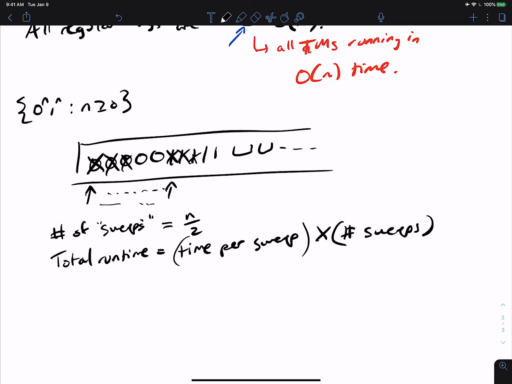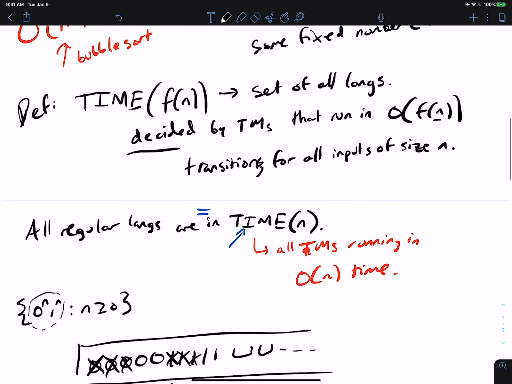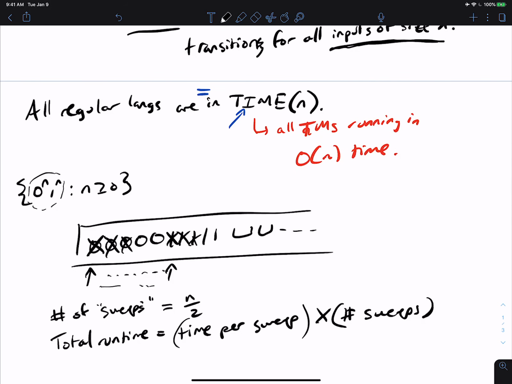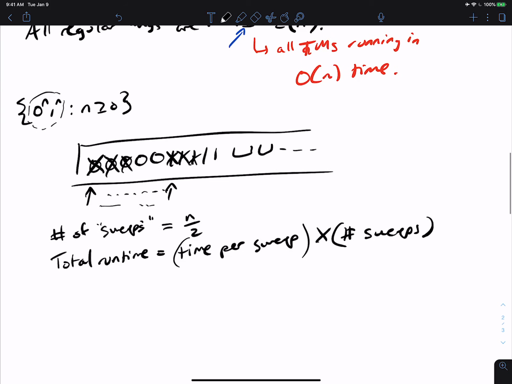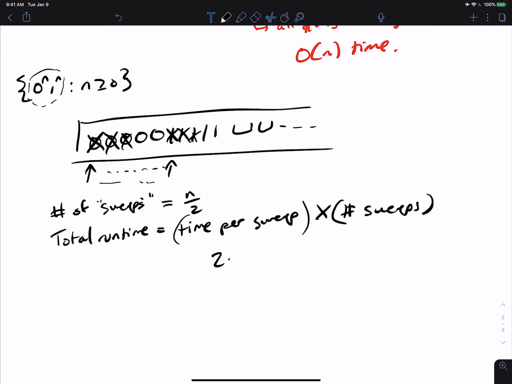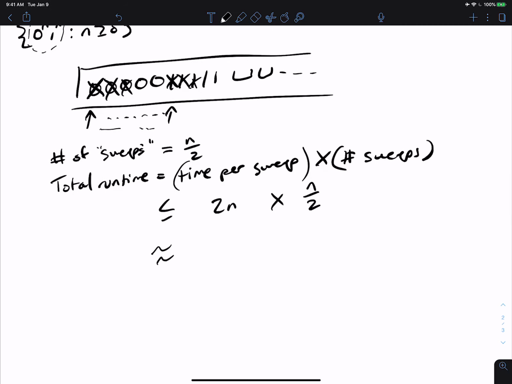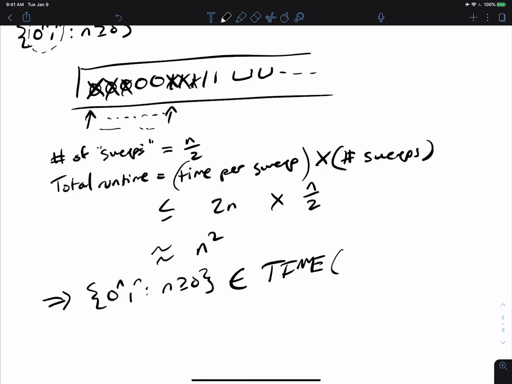And what's the time per sweep? Well, the input's length is, in this case, if we represent n by the number of zeros and ones, then the input length is 2n. The n here always refers to the input itself, the entire input. So n, for our purposes, is the length of the entire 0, 1 string. So the time per sweep is at most 2n, because it could be less. But it's n to go across the input, and then another n to go back. And then what's the number of sweeps? It's n over 2, approximately. So this is approximately n squared. So this implies that the language 0^n 1^n, with n at least 0, is in the class TIME(n squared).